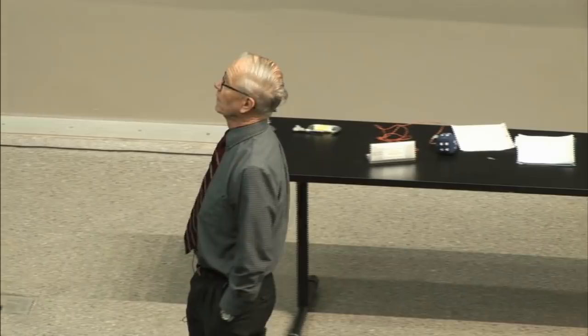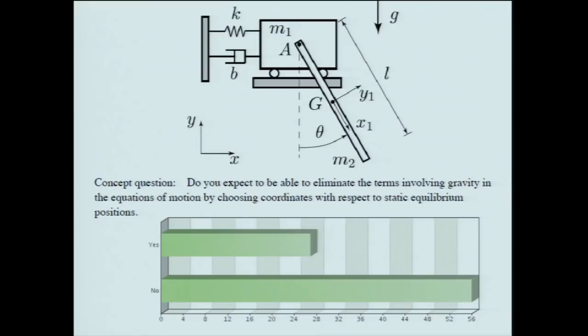So Professor Gossard gave the lecture last week. I'm going to pick up where he left off. But let's talk about the concept questions from the homework you've been working on. So the first one is our cart. Do you expect to be able to eliminate the terms involving gravity in the equations of motion by choosing coordinates with respect to the static equilibrium position? So we've talked about that.